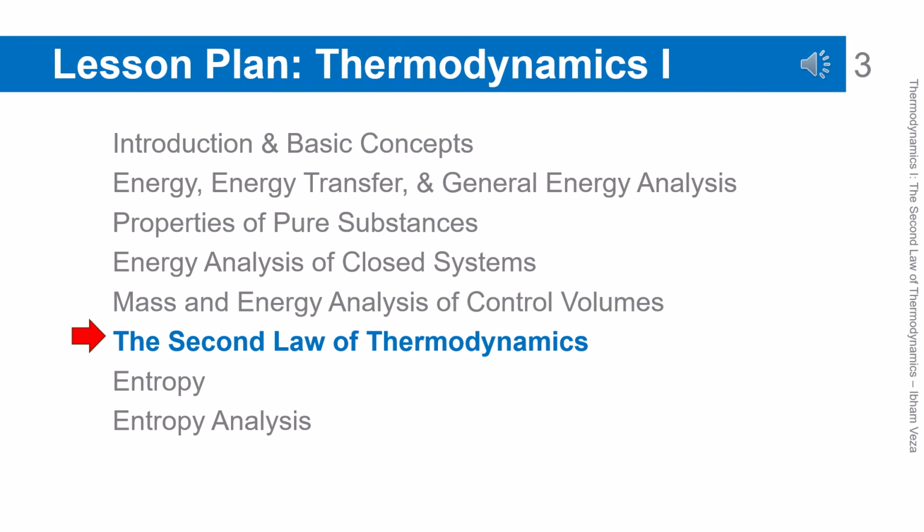Lesson Plan Thermodynamics 1. The course structure is arranged progressively from basic concepts to advanced applications. This chapter comes after the discussion of mass and energy analysis for closed and open systems. This means students already have the foundation of energy analysis before learning the second law. The second law completes the analysis by adding direction and efficiency limits. With this flow, the understanding becomes more systematic and continuous.